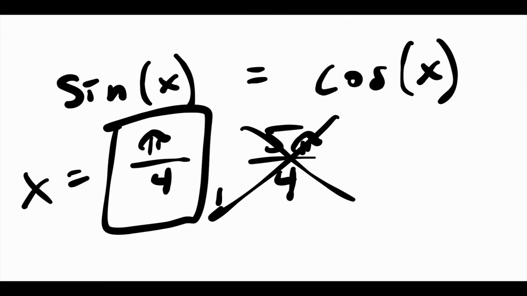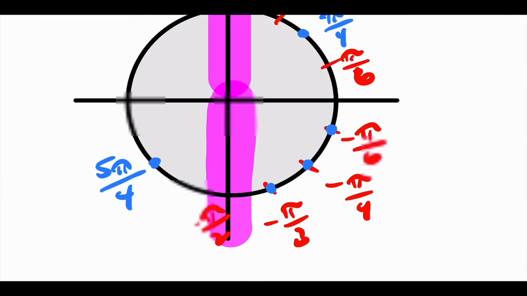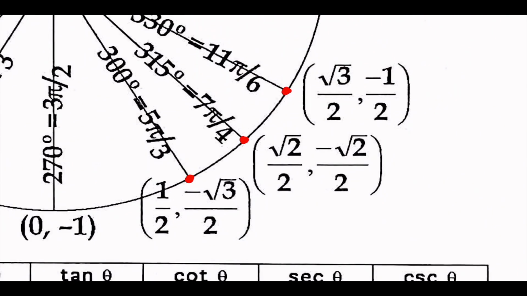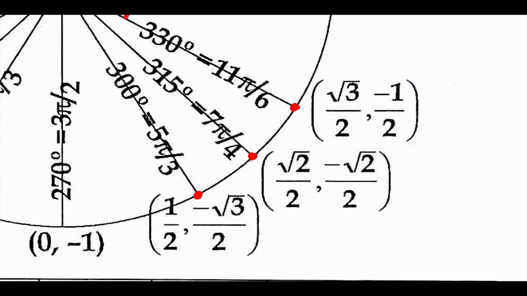Okay, so let's see, negative pi over 4. Negative pi over 4, we said, was the same thing as 7 pi over 4, right? So what is sine at 7 pi over 4? It's on your sheet. Okay. So what is cosine at that point?